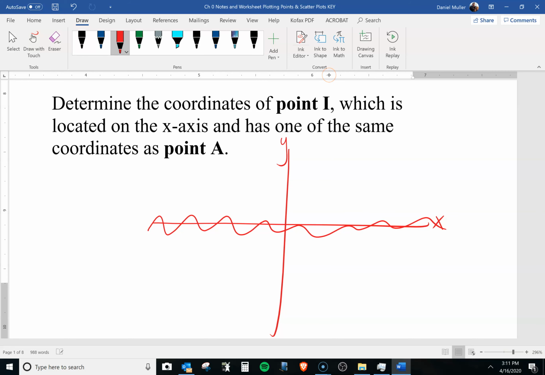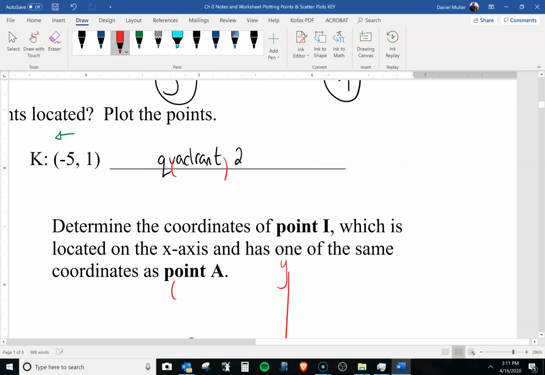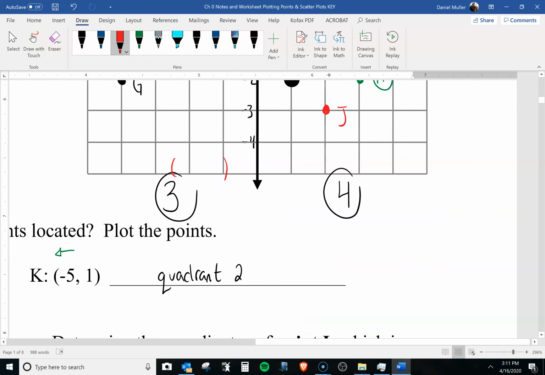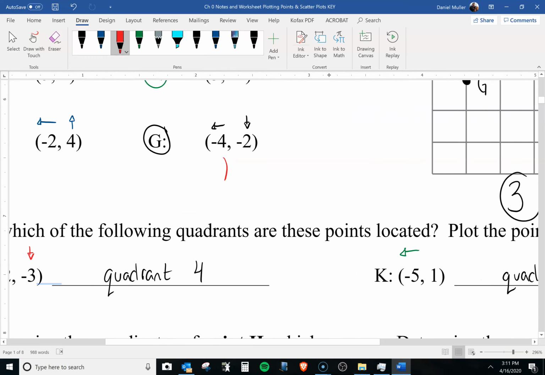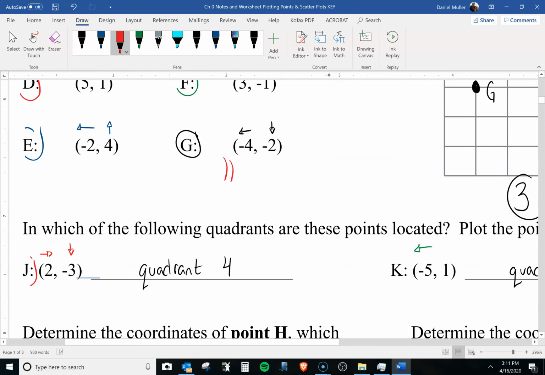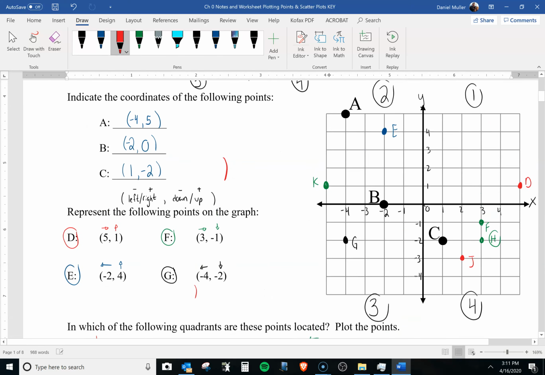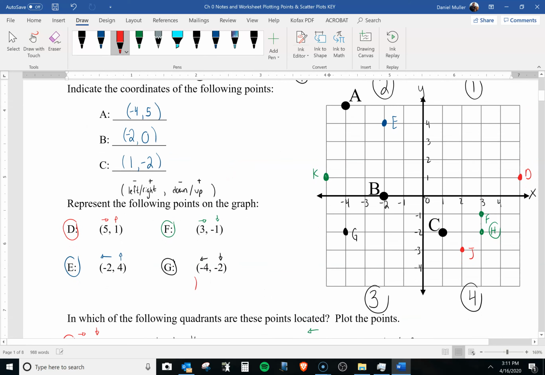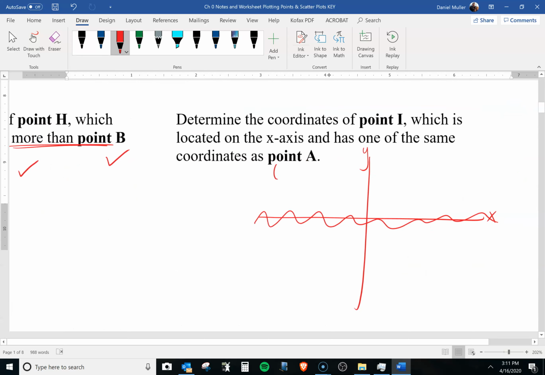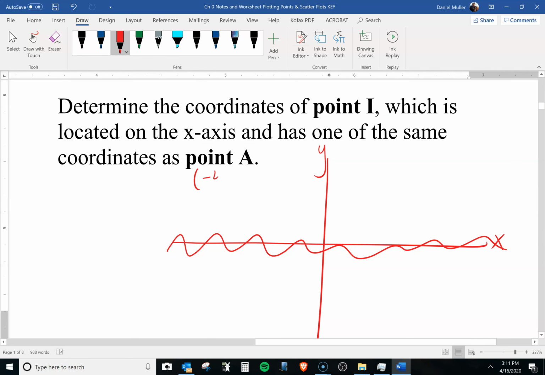Okay, well, what is point A? I should probably take a look at that. Point A, maybe it's over here. Well, I can't seem to erase that thing, so let's just see. Point A is negative 4 comma 5. Negative 4 comma 5. Okay. So point A is negative 4 comma 5.